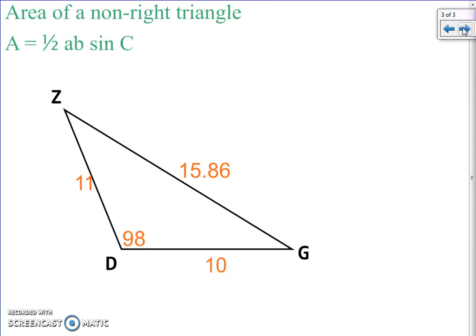Okay, so this is our other formula, and I will give you the formulas. You just have to know how to use it. Now, let's take a look at this. So this A right here is not referring to angle A, okay? That's referring to the area, okay?